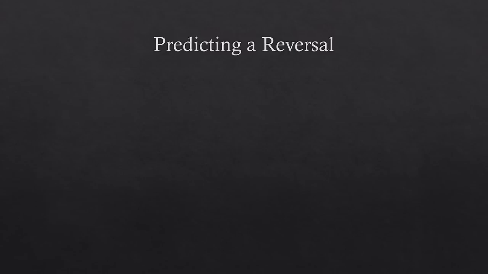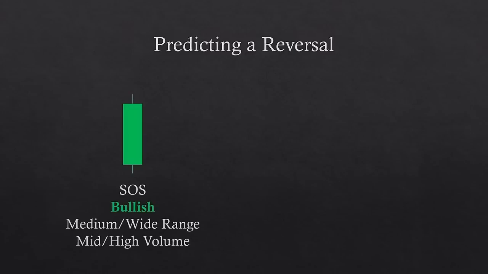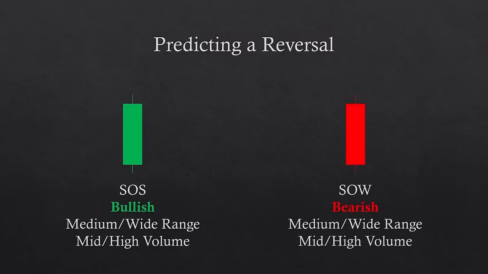First and foremost, we need to establish what sign of strength and sign of weakness candles are. A sign of strength candle is a medium to wide range bullish candlestick with medium to high volume. In other words, it's a candle that shows intent to the upside. Remember once again that in the context of the Wyckoff method, strength means upside and weakness means downside. Rather intuitively, a sign of weakness candle is a medium to wide range bearish candle with a medium to high volume. In other words, it's a candle that shows intent to the downside.